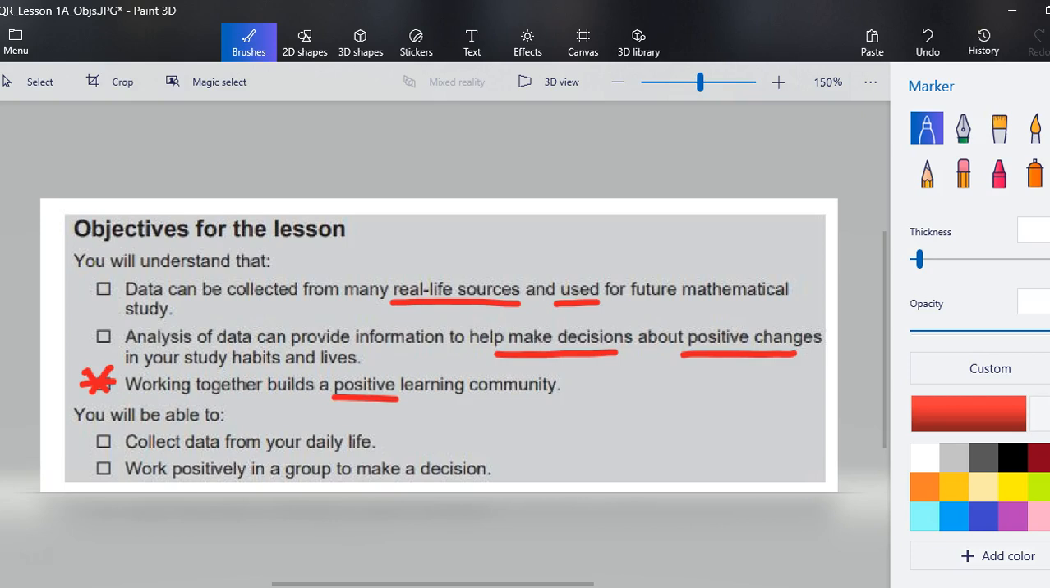You're going to be able to collect data from your own life and work positively in a group to make a decision. Now, this group and learning community are a little bit more difficult in an online situation. I will mention, and we will have several ways that you can connect up with other members of the class, and I'll get into those later. The first one I'll mention is to meet at our tutoring center or any of our tutoring centers, and you can even form small study groups there.